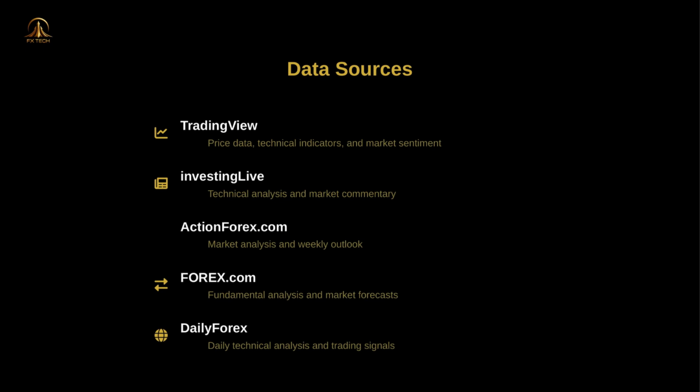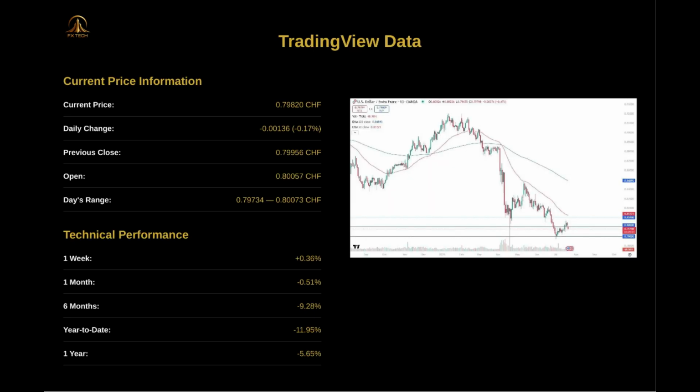By synthesizing insights from these diverse sources, we can present a well-rounded view of the USD CHF pair's current position and future potential. Let's examine the current market data for USD CHF from TradingView. As of September 27, the pair is trading at 0.7982 Swiss francs, showing a daily decline of 0.17% or 0.00136 points. The day's trading range has been relatively tight between 0.79734 and 0.80073.